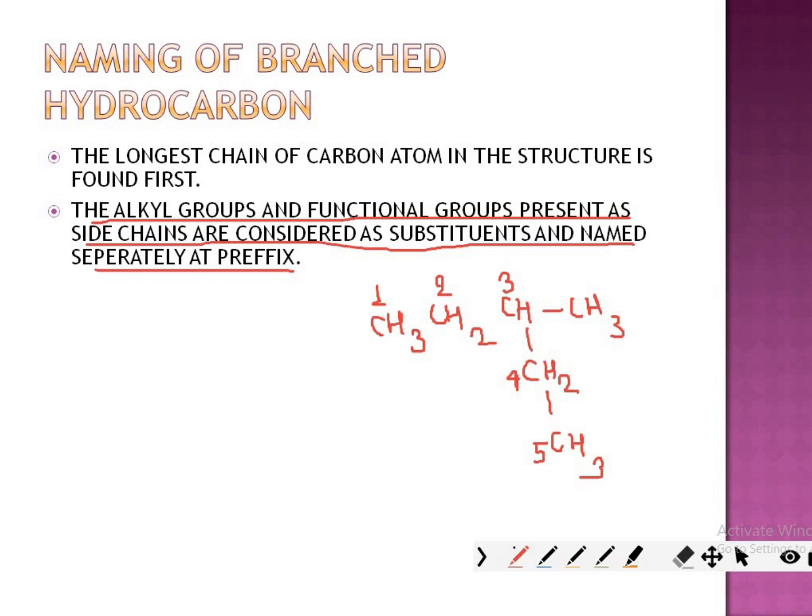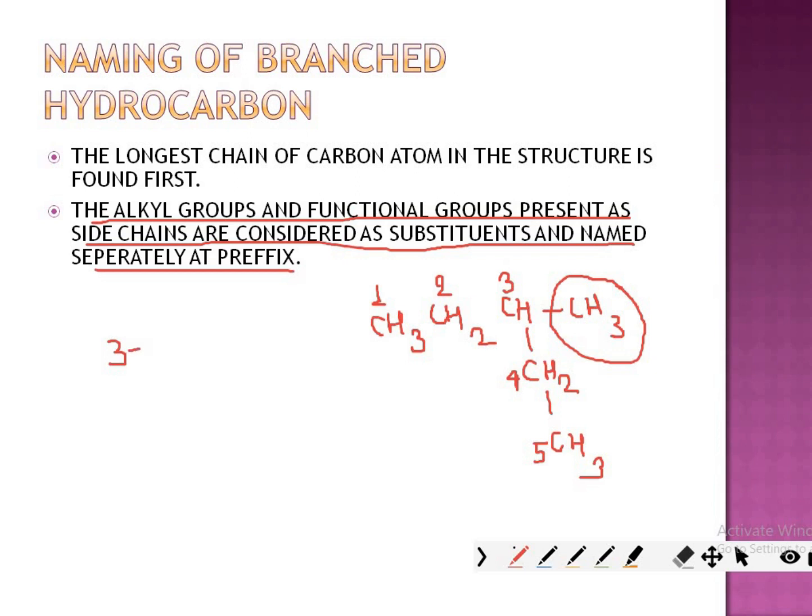Now the alkyl group present as side chain. Which is the alkyl group present as side chain? This is the side chain alkyl group. Okay, now this will be considered as a substituent and named separately as prefix. Now how will we name it in the prefix? We will write the number of the carbon atom to which this group is attached, which is 3. This group is attached to the third carbon of the longest chain, right?